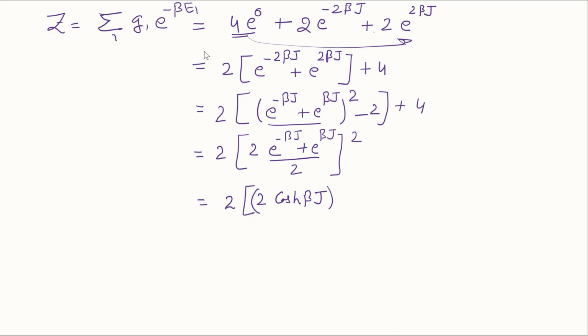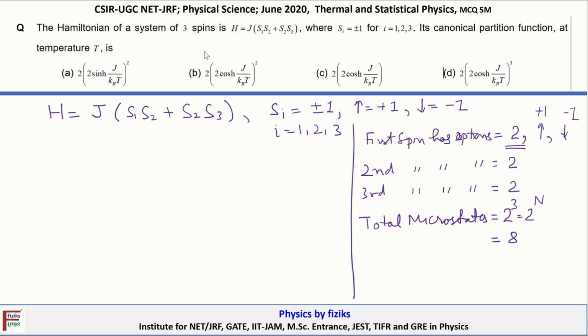Its whole square. This can be rewritten as 2 multiplied by 2 cos hyperbolic beta j, and its whole square. Okay, so this is the final answer. Let's see with which option it matches. This matches with B. So B is our correct option.